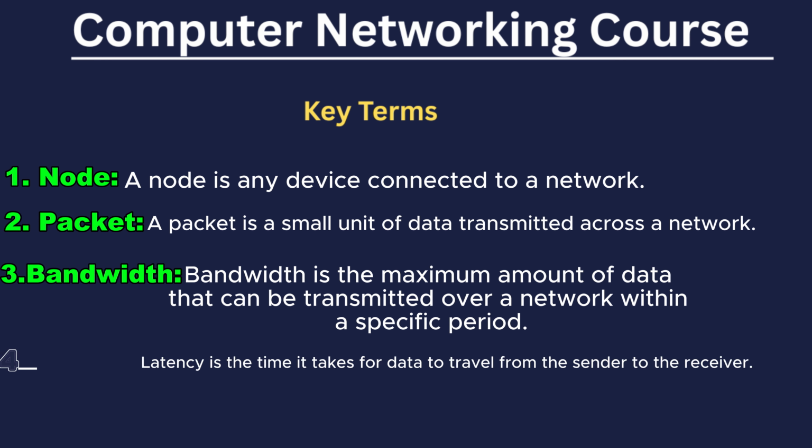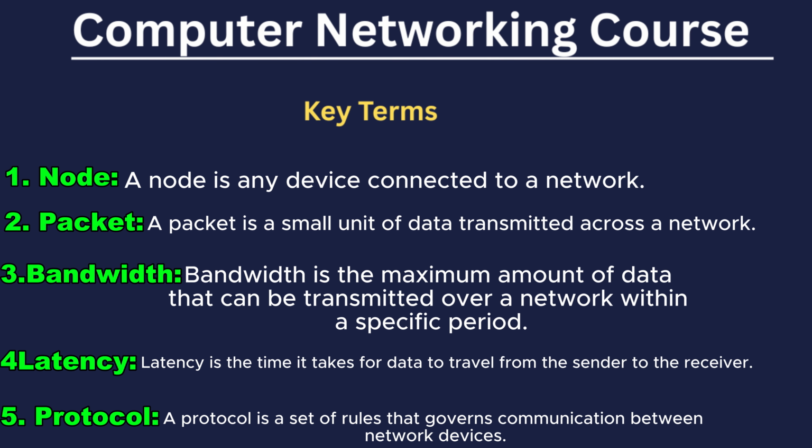Then we move to latency. Latency is the time taken for data to travel from the sender to the receiver. Lower latency means faster communication. Then we'll move to the last term you must understand, which is the protocol. A protocol is a set of rules that governs communication between network devices. Without protocols, successful communication would not be possible.